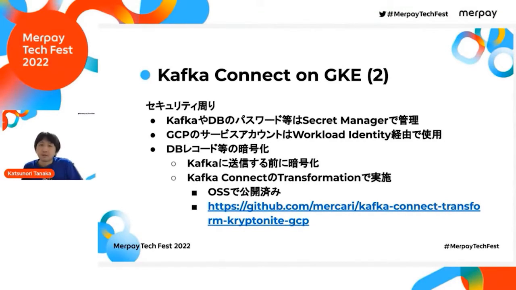Credentials to access Kafka and DB are stored and used in GCP's Secret Manager. From GKE, we use Workload Identity to associate a GCP service account with a Kubernetes service account, eliminating the need for GCP credentials to access Secret Manager.